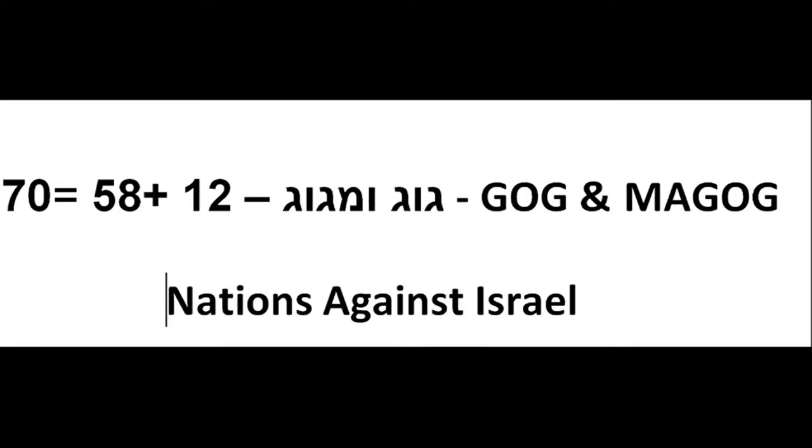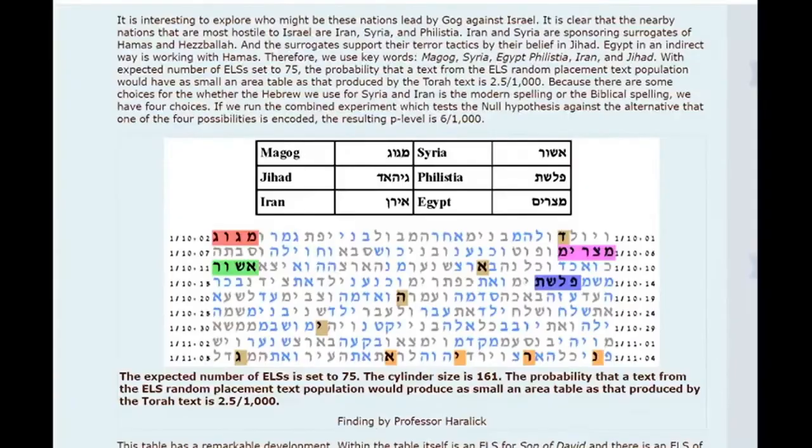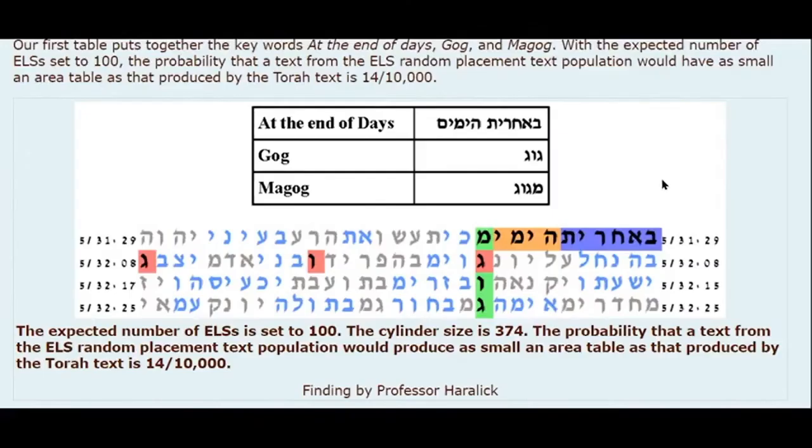So, let us see those tables which are really based on nations which are against Israel. Let us see now, step by step. It is a long lecture, but very, very important. So this is really the first one. About this one, Robert Haralick writes that our first table puts together the keyword at the end of days, in Hebrew, V'achrit hayamim, and also Gog and Magog.